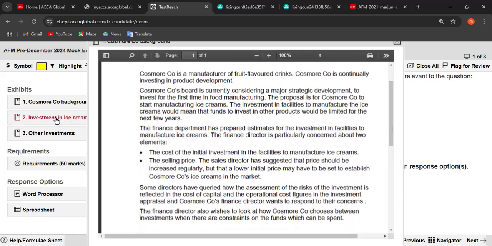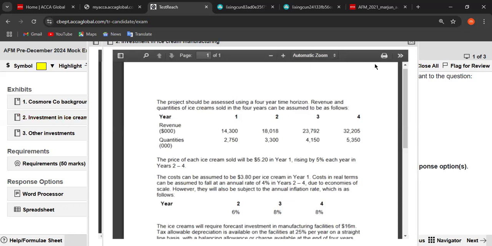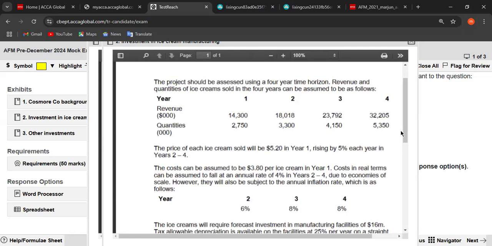Okay, now the second part. So this is the project which we are going to start. What the examiner is saying to you, the project should be assessed using a 4-year time horizon. Revenue and quantities of ice creams sold in 4 years can be assumed to be as follows. Examiner has told you that the price of each ice cream sold will be 2.50 in year 1, rising by 5% each year in year 2 to 4.